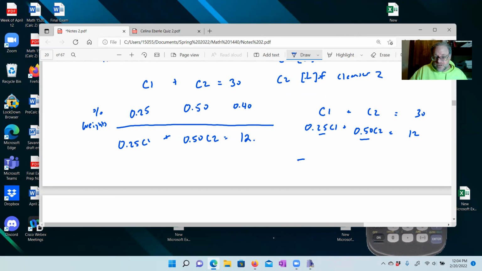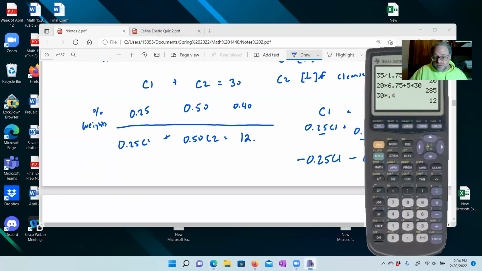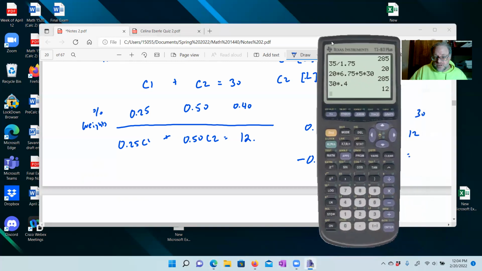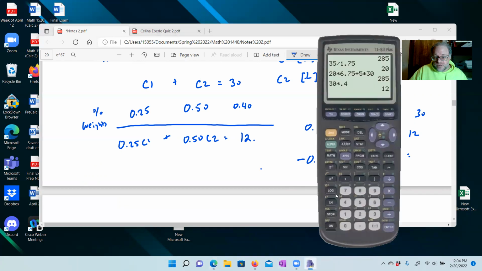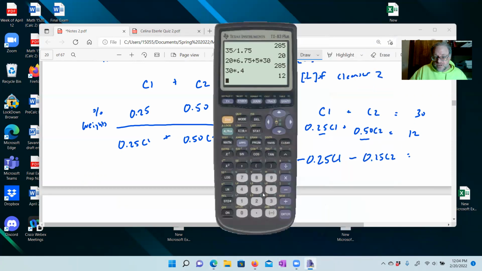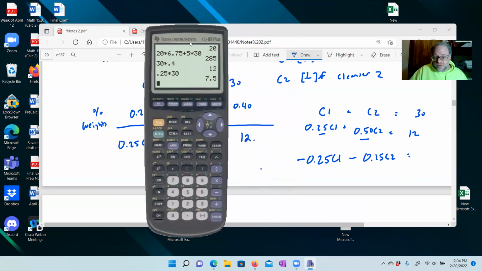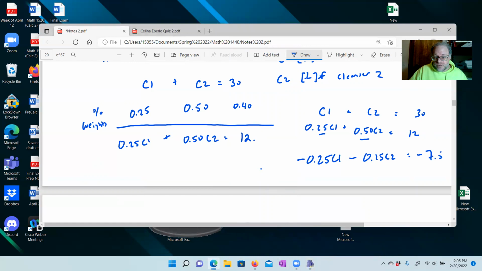So this is going to be negative 0.25 C1 minus 0.25 C2 is equal to, what's a quarter of 30? So a quarter of 30, 0.25 times 30, and that was 7.5. So we're going to have negative 7.5 here.